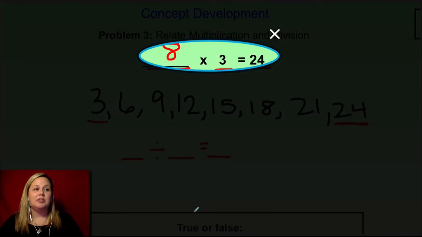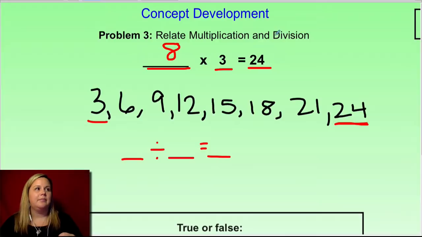Remember, the quotient, or the answer, in our division, is called a quotient in division. It is going to represent the unknown factor. So what was the unknown factor when we had our multiplication sentence? Okay, so let's see what we come up with here.